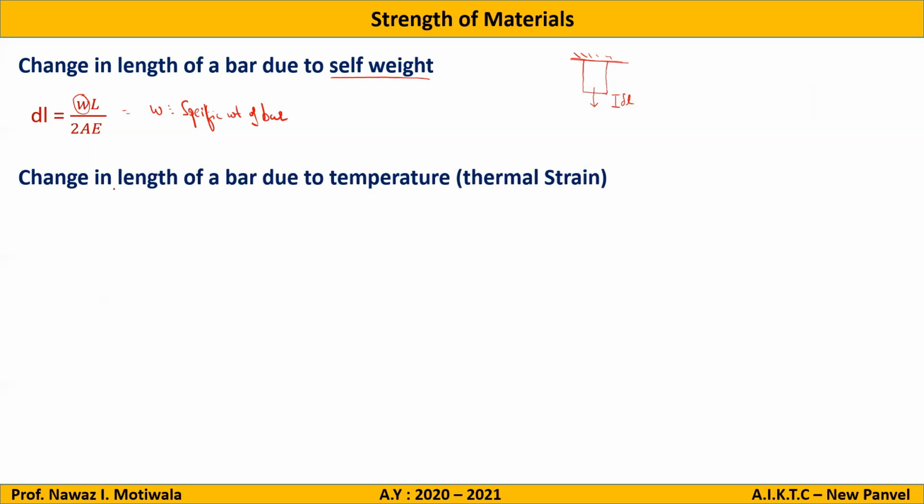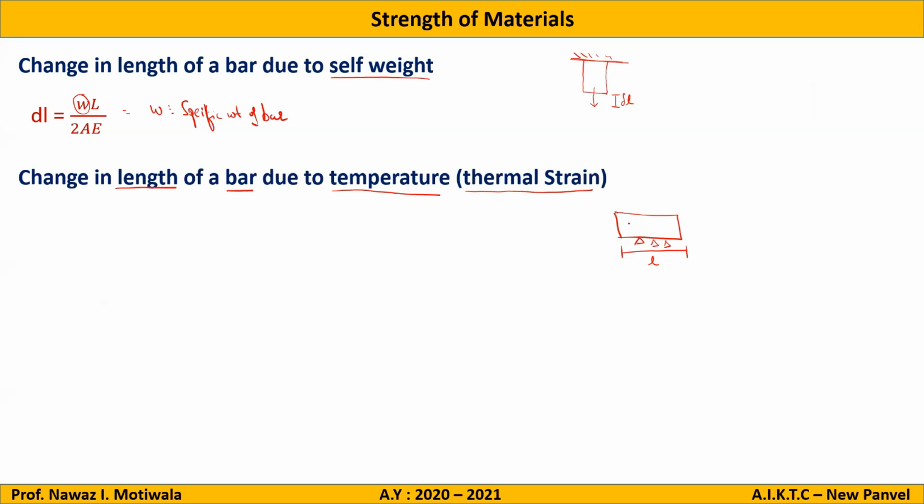Now, the next part is change in length of a bar due to temperature. That is also known as the thermal strain. Again, same logic. Let us say there is a bar of some length L, but now it is not subjected to a load, but it is subjected to a thermal loading. It is heated up to some temperature.